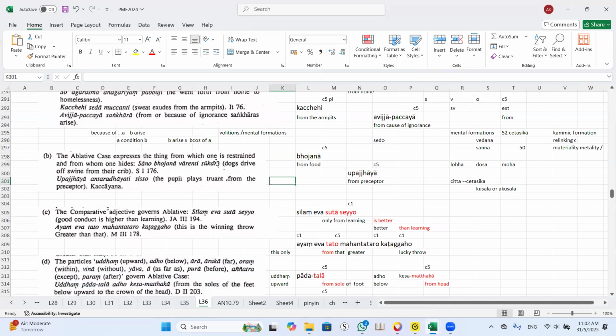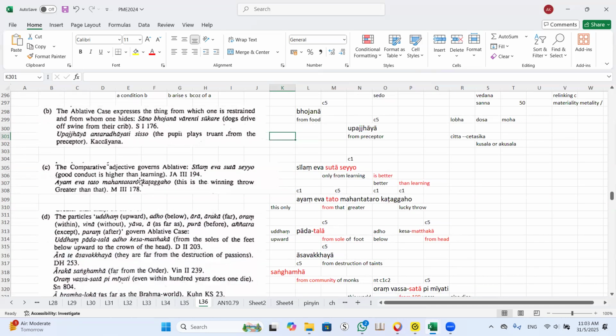Ablative expresses a thing from one restraint. Okay, so there is a "from" which one is restrained. Here it says sano bojana. So here the word is bojana, with a long A, from food. From food. Okay. From fruit. Then here we take the word upajaya. This is from preceptor. The rest we don't need to go into, otherwise we cannot complete. Only certain things we need to translate. We will do this one.